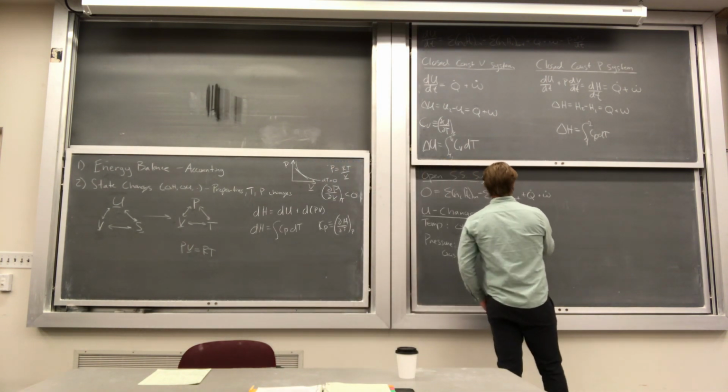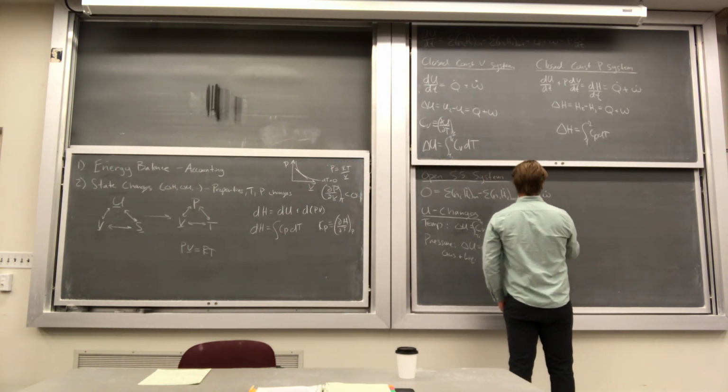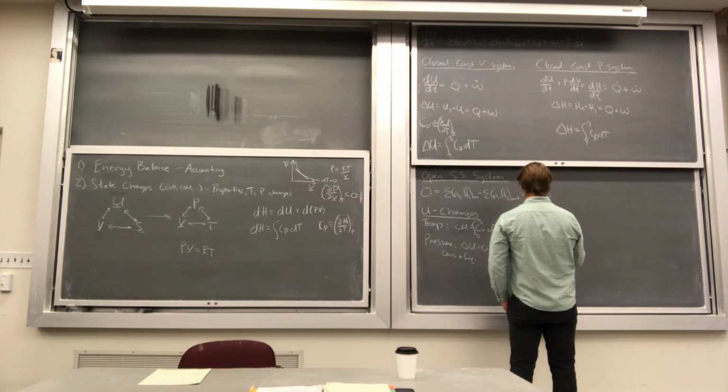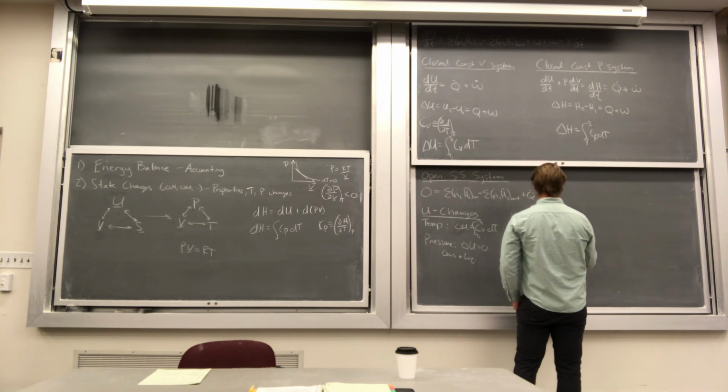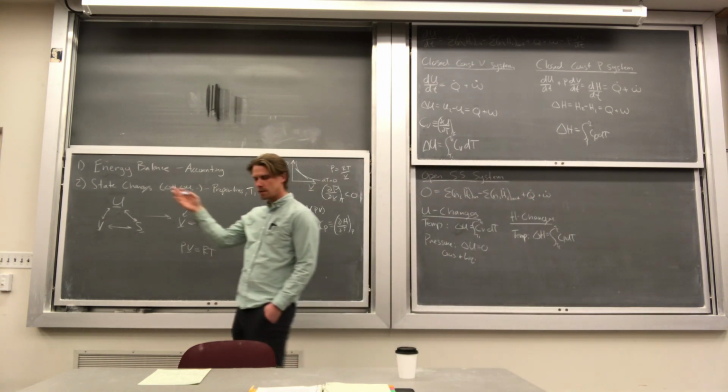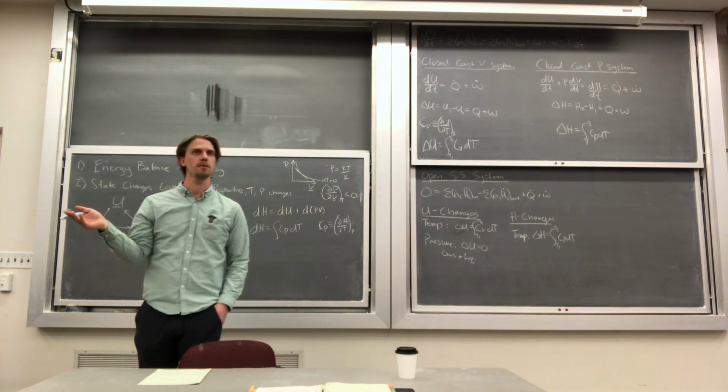Okay, so for enthalpy changes, for temperature, delta H is the integral from T1 to T2 of C sub P dT. Now recall, C sub V and C sub P, these are dependent upon the phase.